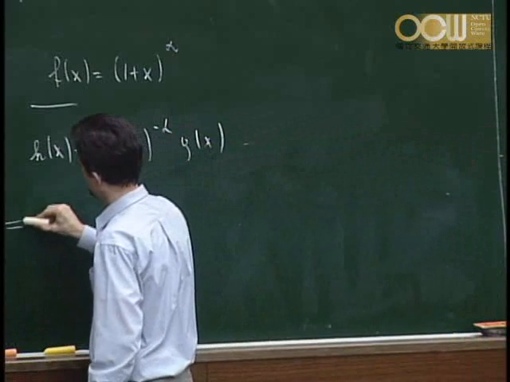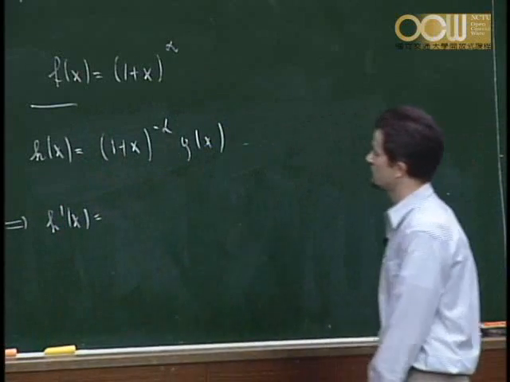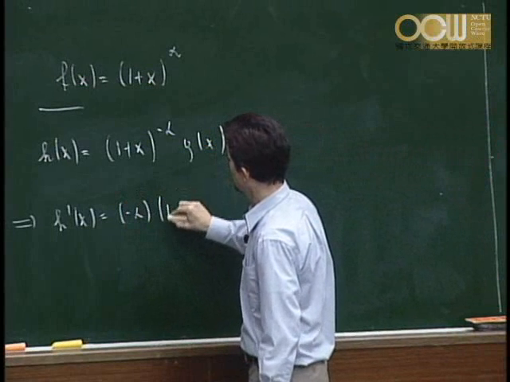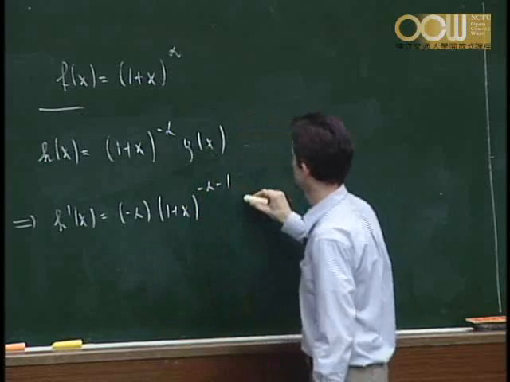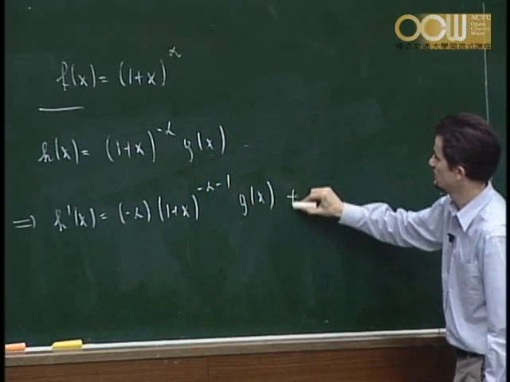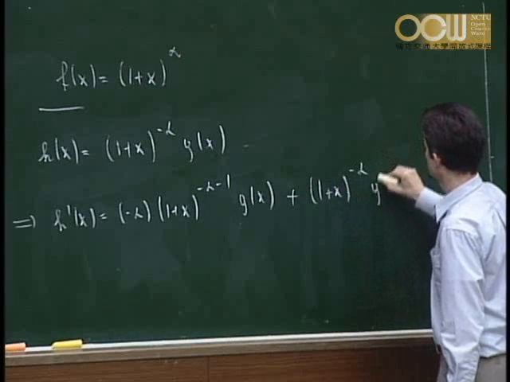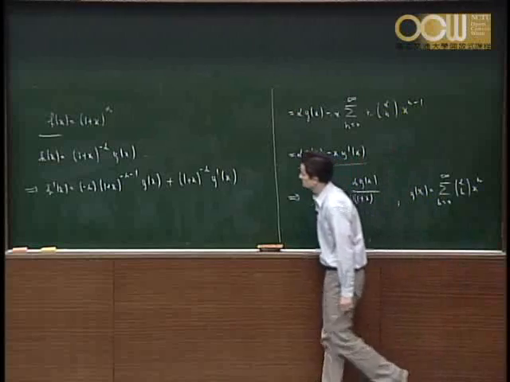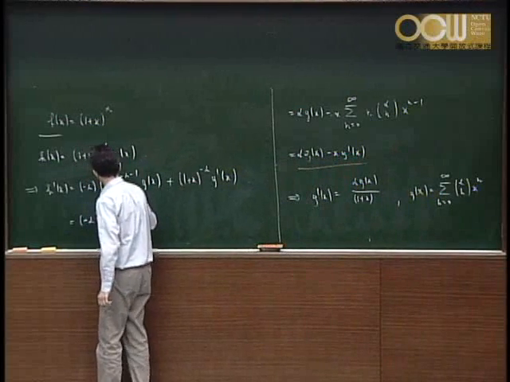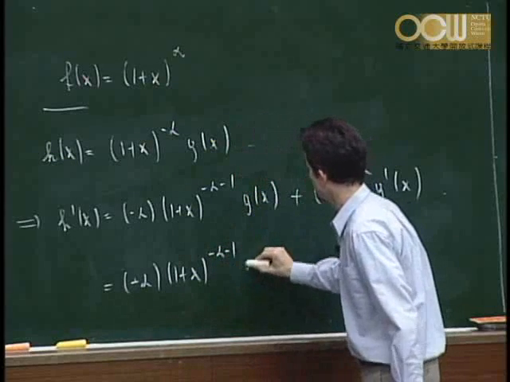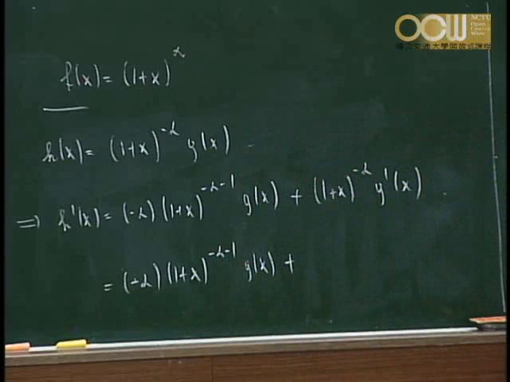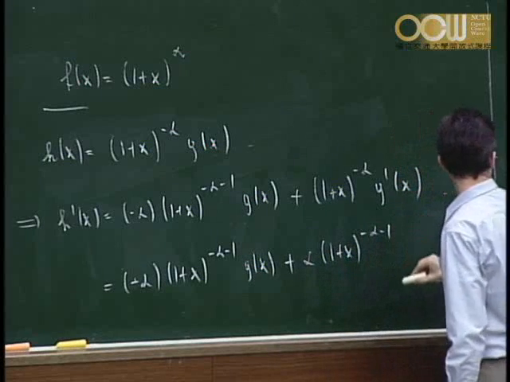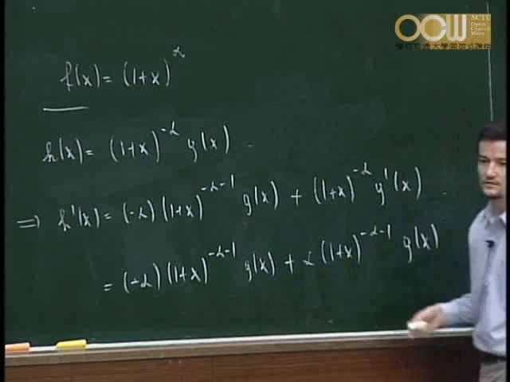Then if you compute the derivative, so if we compute the derivative of this function here, we have to use the product rule. So what we have is minus alpha times 1 plus x to the minus alpha minus 1 times g of x plus 1 plus x to the minus alpha times the derivative of g of x. But you see the derivative of g of x you can replace by this expression here. So we know that this is minus alpha 1 plus x to the minus alpha minus 1 g of x plus, and for the derivative we just plug in what we have just shown: alpha 1 plus x to the minus alpha minus 1 g of x. So you see those two terms cancel. So what you get is 0.